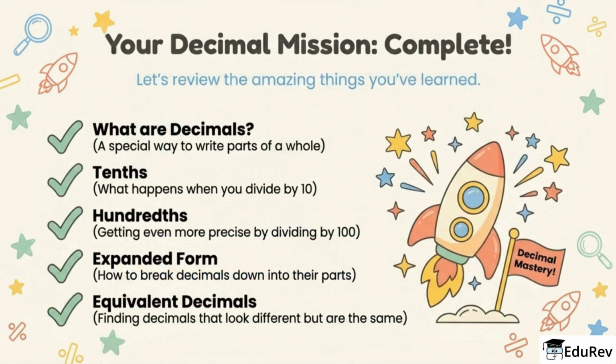Mission complete. Let's review what you've learned. Decimals are a special way to write parts of a whole. Tenths come from dividing by 10, hundredths from dividing by 100, and you can write mixed numbers as mixed decimals. You learned expanded form to break decimals into parts, and equivalent decimals that look different but are the same value. Great job! You're ready to use decimals with confidence.